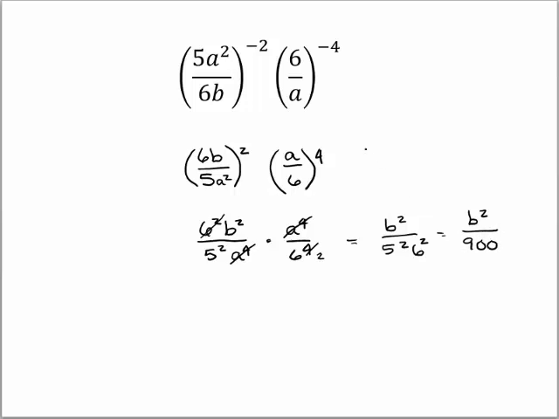So again, look at where you've come from. This complicated fraction raised to negative exponents, and we've brought it all the way down to b squared divided by 900.